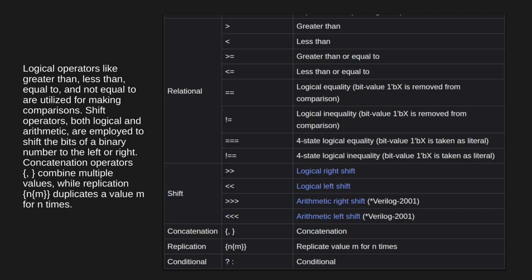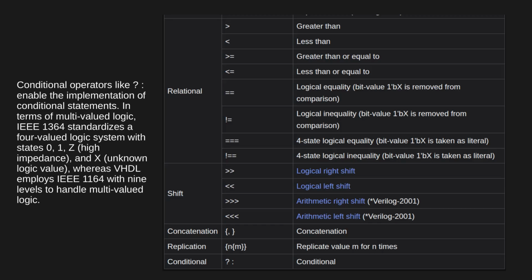Concatenation operators, denoted by curly braces, combine multiple values into a single entity. Replication uses the format {n{m}} to duplicate a value m, n times. Conditional operators like the question mark enable the implementation of conditional statements. In terms of multi-valued logic, IEEE 1364 standardizes a 4-valued logic system with states 0, 1, Z, high impedance, and X, unknown logic value, whereas VHDL employs IEEE 1164 with 9 levels to handle multi-valued logic.